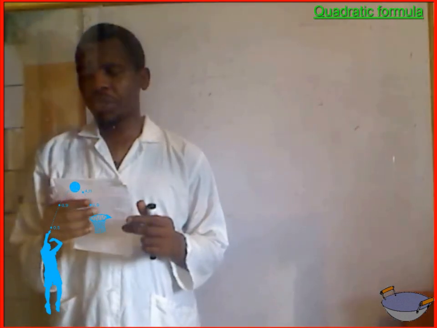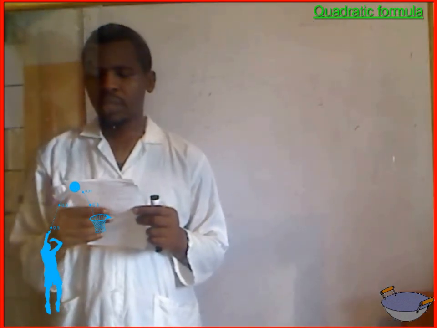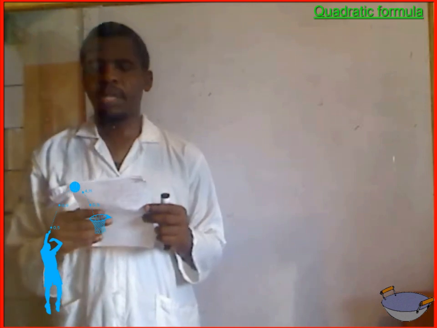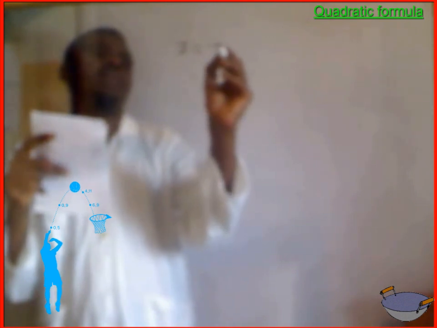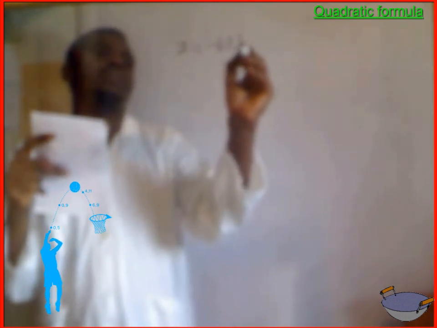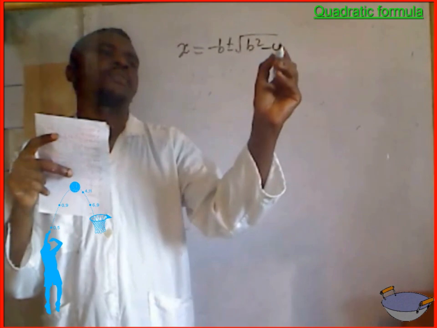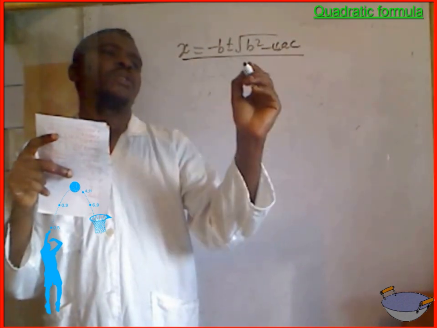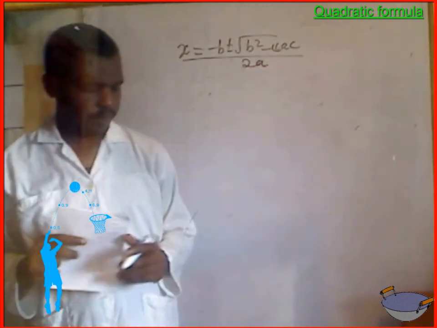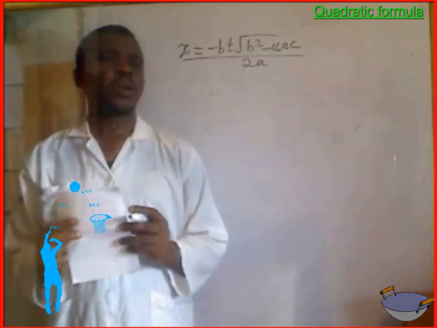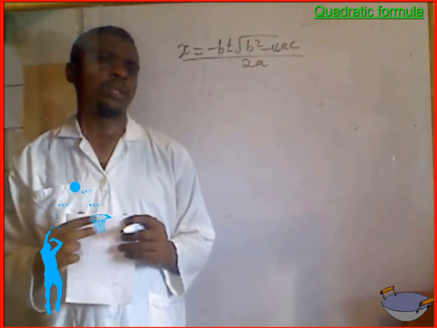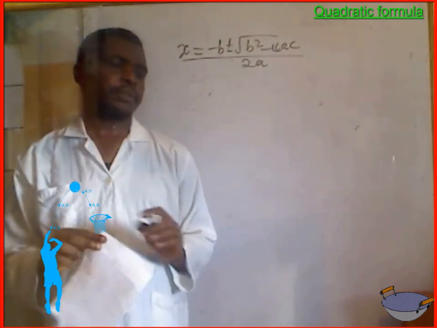We will get the solution of a quadratic function by using the formula method. This formula states that x is equals to minus b plus or minus the square root of b squared minus 4ac all over 2a. And this formula is gotten by completing the square method. So let's try to derive this formula.